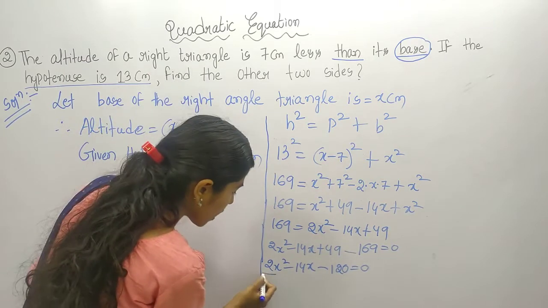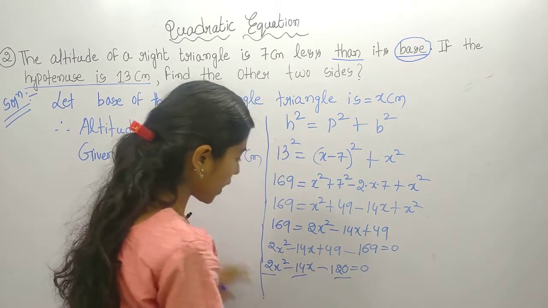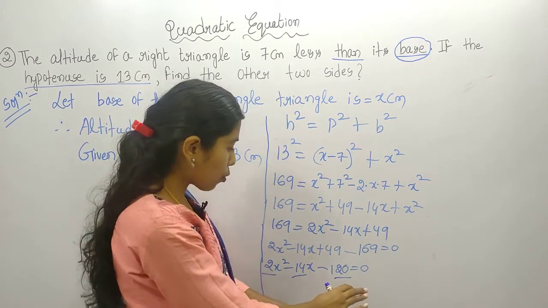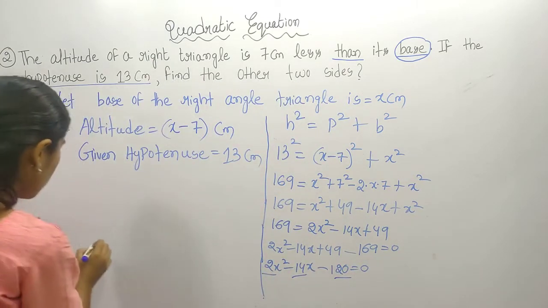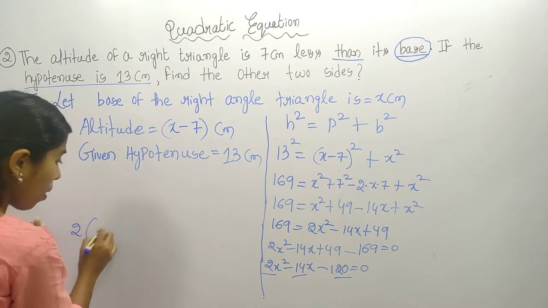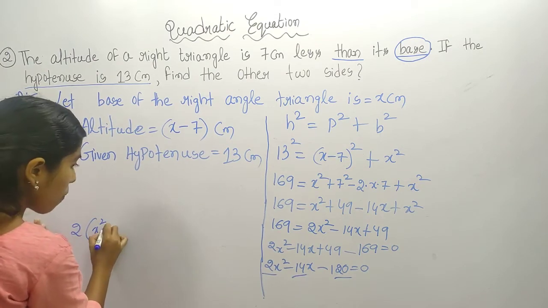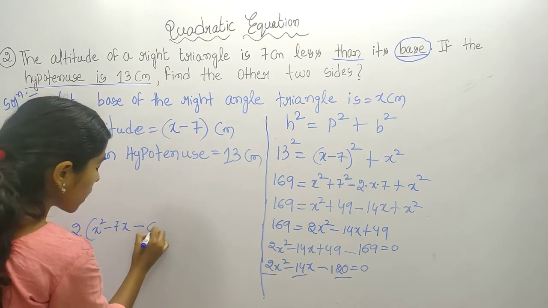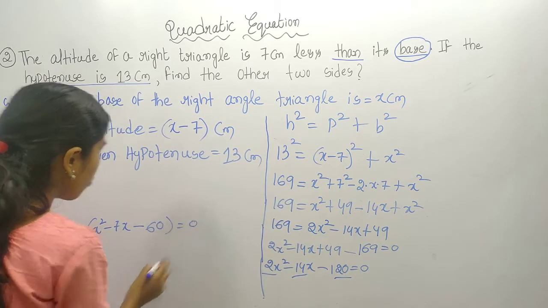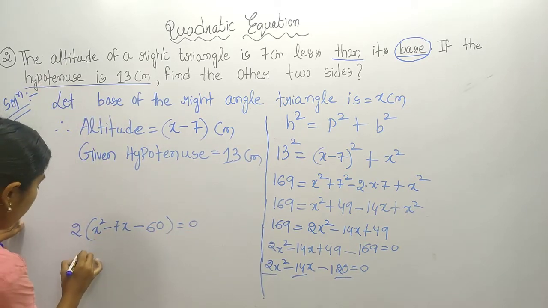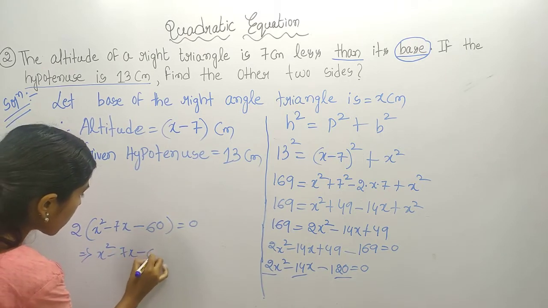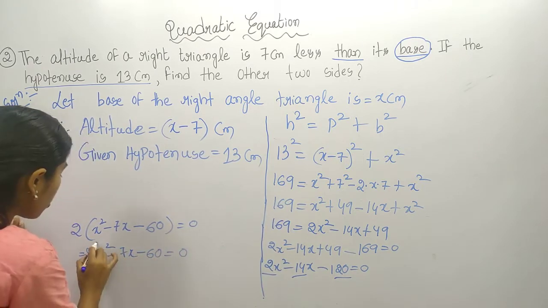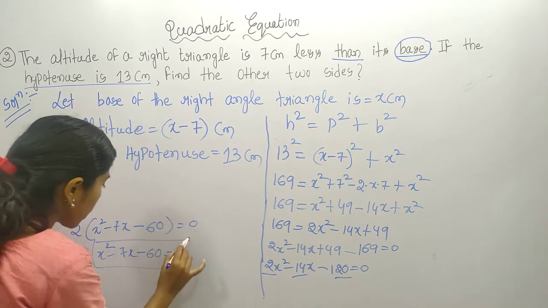Now you see here 2, 14, 120. So these are the multiples of 2. So here we can take 2 common. So you take common 2. So it will become x square minus 7x minus 60 equals 0. We took 2 as common. Therefore, that implies x square minus 7x minus 60 equals 0. So, we have to factorize this equation now.